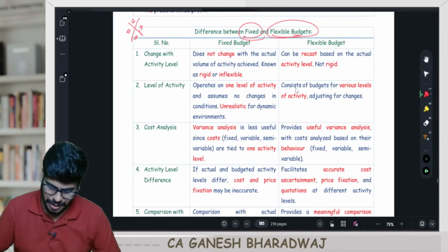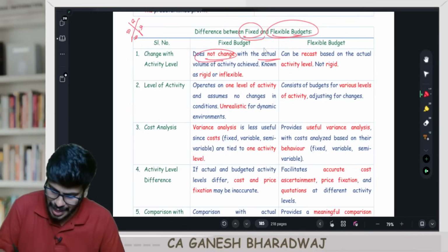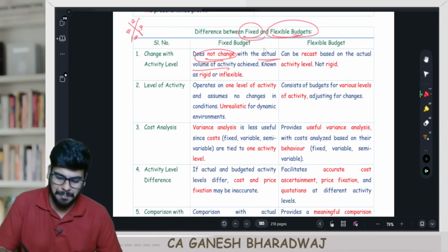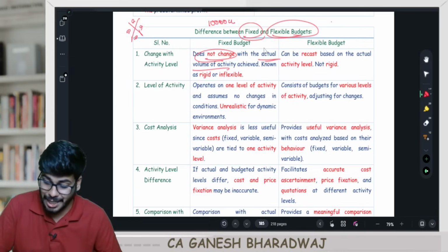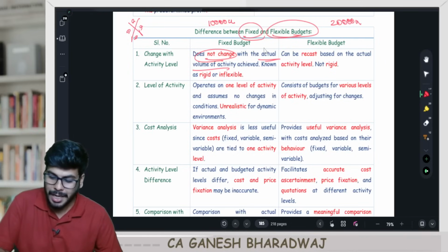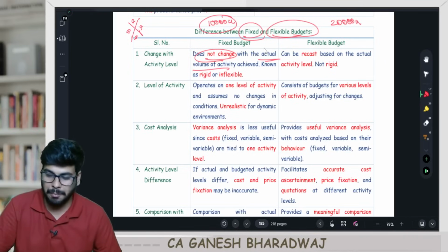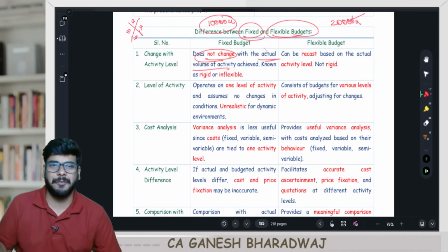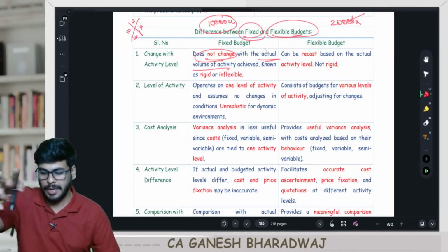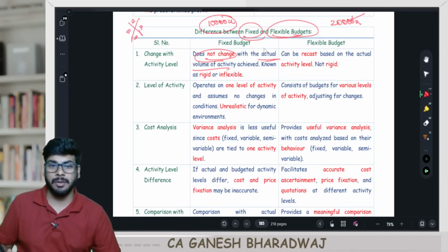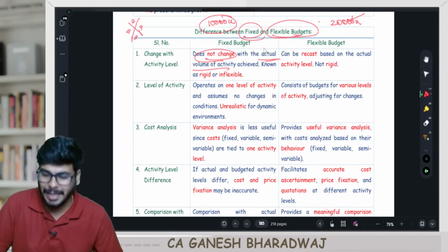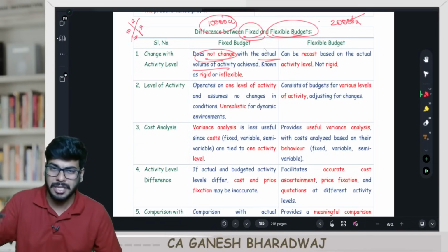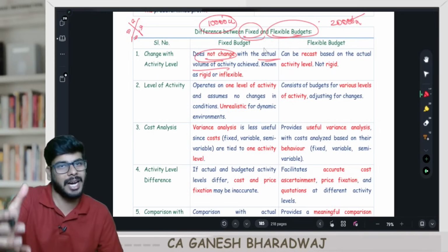So now just go and look at it here. A fixed budget does not change with the actual volume level achieved. Let us say I prepared a budget for 10,000 units, but actually I ended up producing 20,000 units. Now I can't compare this 10,000 unit budget with an actual output of 20,000 units. No, I need to flex the budget to 20,000 units. You have actually produced 20,000 units. So for you to produce 20,000 units, what is the cost you should have incurred? Compare that with the actual cost incurred for 20,000 units, which means definitely you need to prepare a flexible budget for the actual output level, right?